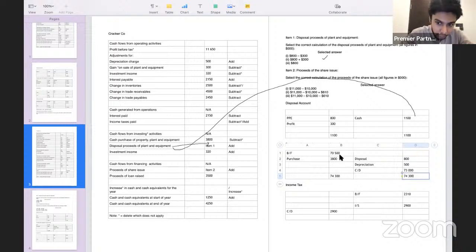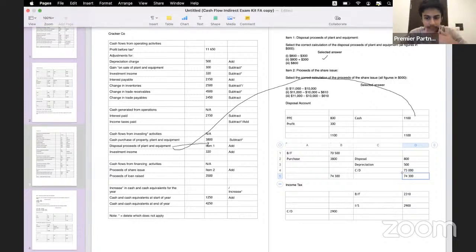Then 74,300 minus this only, I got this answer as 3,800. Are you okay with that part? Right, no problem at all. So this 3,800, I have taken it here. So that part is done.